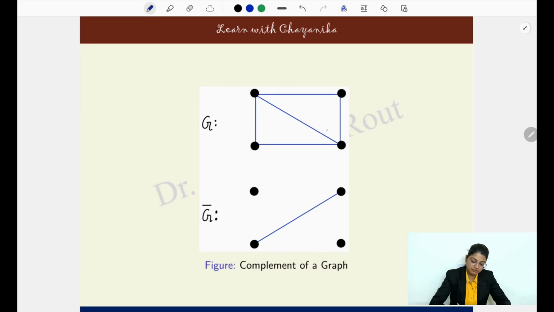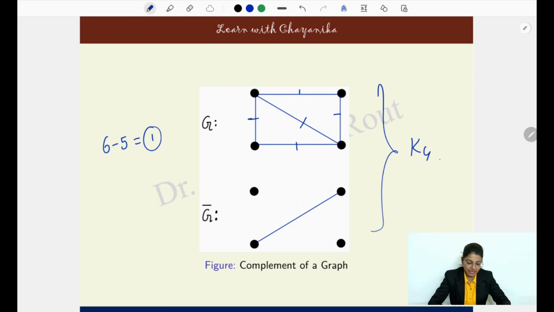This graph G again has 4 vertices. So together they are going to make K4. Total number of edges should be 6, including the edges of both the graphs G and G complement, out of which 1, 2, 3, 4, 5 edges are already there in G. So 6 minus 5, that is, the complement will contain only one edge, and that is the edge between the only non-adjacent pair of vertices in the graph.